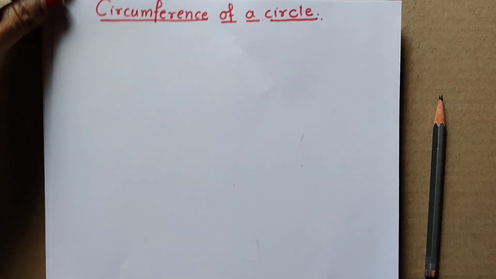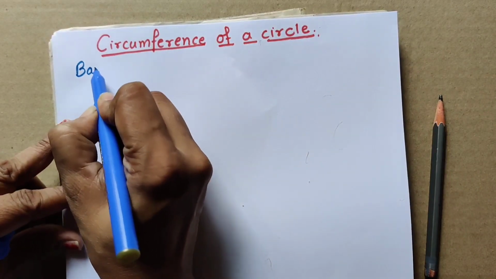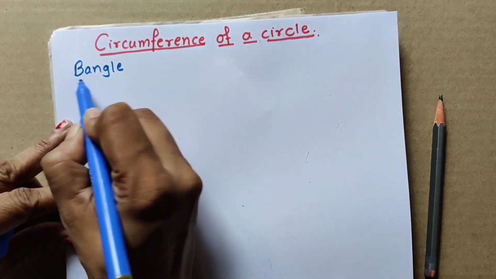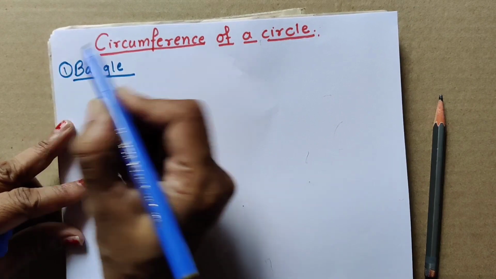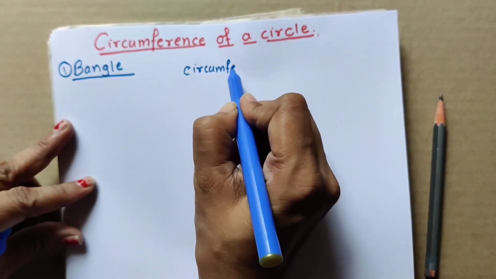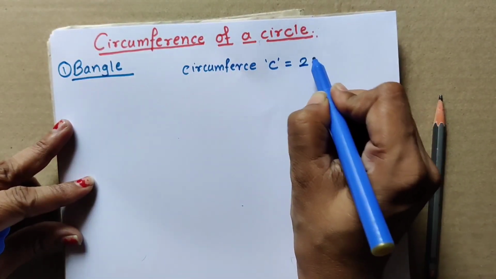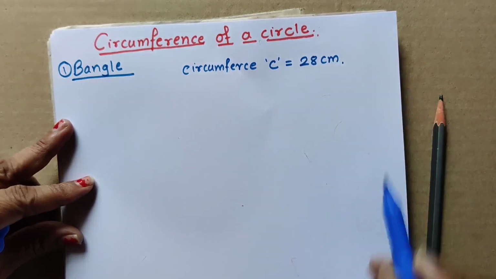So let me write here. I will be writing circular object or circular bangle. This first object is bangle. Okay, and we have got its circumference. Circumference C is equal to 28 centimeter. Inner circumference I am writing here.